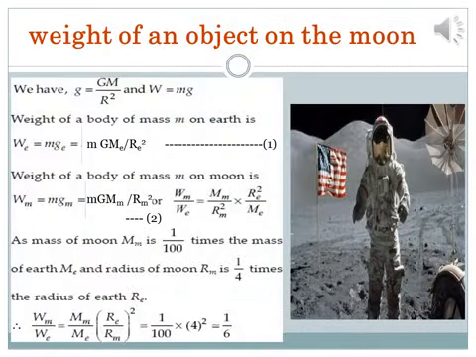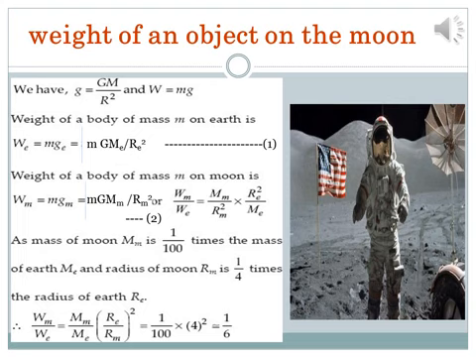Next, I am going to discuss the method of calculating weight of an object on the moon. We have g is equal to GM divided by r square and W is equal to mg. So weight of a body of mass small m on the surface of the earth is given by We is equal to m ge, which is equal to m G Me divided by Re square. This is expression number 1.